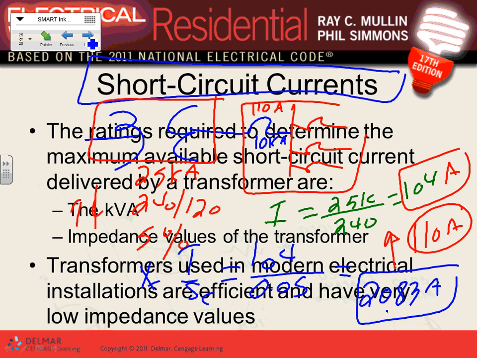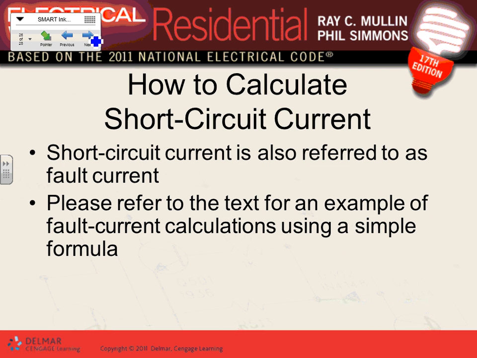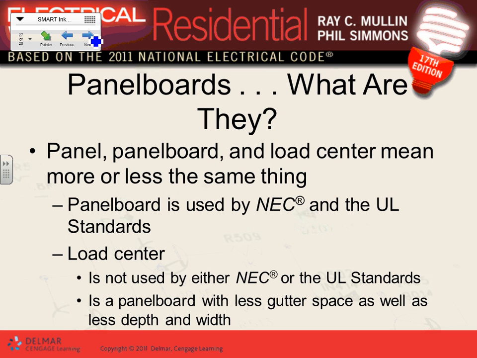Is it wrong to put 22,000 amp here? It's not wrong, but guess what? Money. It's like when you size a branch circuit, you need number 12 and you put number 4 in. It's not wrong if you can terminate it. So that's basically what you're going to get for a short circuit calculation. That's what we did with the example in the book.